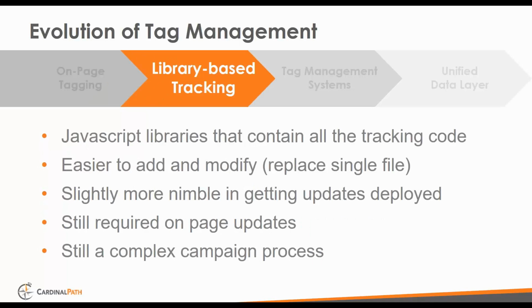So the next step in the evolution is library-based tracking. And this essentially is a single file, a JavaScript library, that contains all of the tracking code. At this point, it was easier to add and modify these because you're essentially working with a single unified file. Developers would house all of the code within a single or a few JavaScript files or include files on the page. This made it slightly more nimble in getting the updates deployed, but it still was very development heavy and it still was a lot of custom coding. This still required a lot of on-page updates, and it could still be quite invasive.